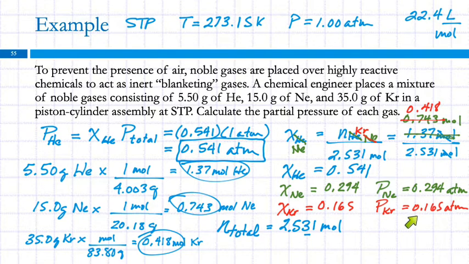So here, with this third one, I can do it the same way I did the others, or I could say, well, my total pressure is 1 atmosphere, and 0.54 of that is helium, and 0.294 was neon, and so the rest must be krypton. 1 minus 0.541 minus 0.294, 0.165.